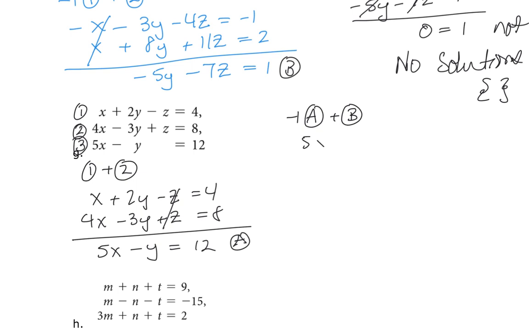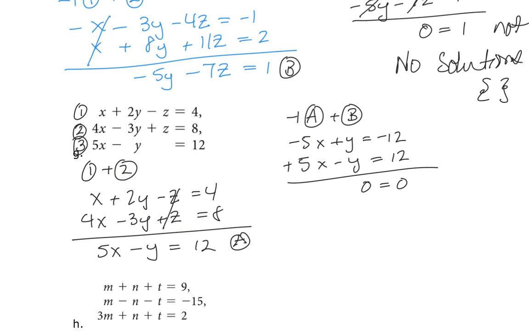I'm going to get negative 5x plus y is equal to negative 12. And then I'm going to get 5x minus y is equal to positive 12. And so what this tells us is 0 is equal to 0. So we have an infinite number of solutions, so we need to parameterize.